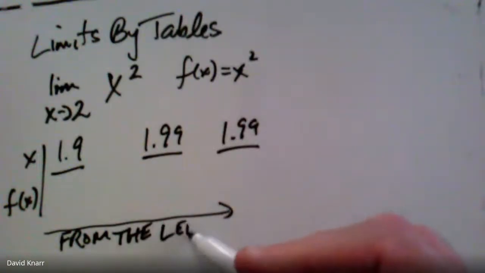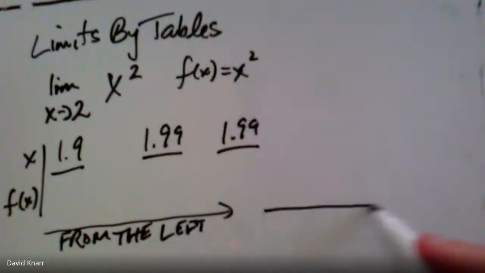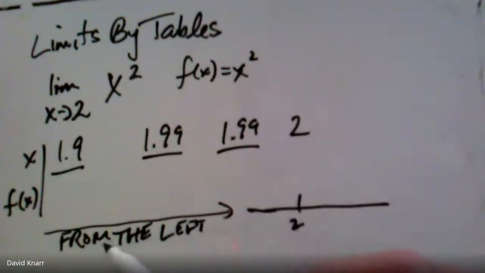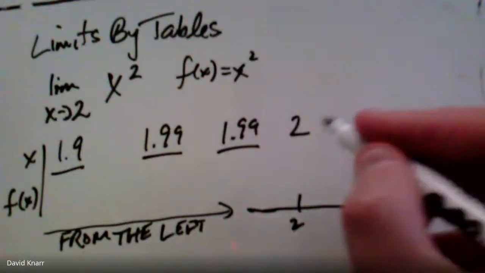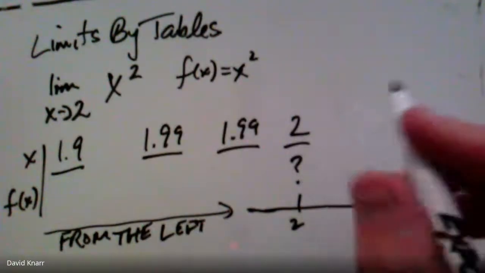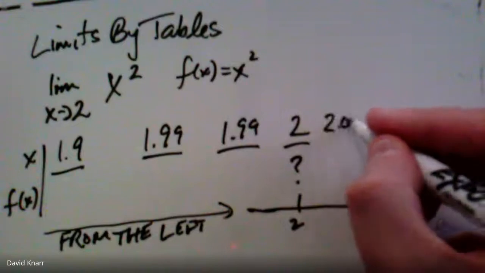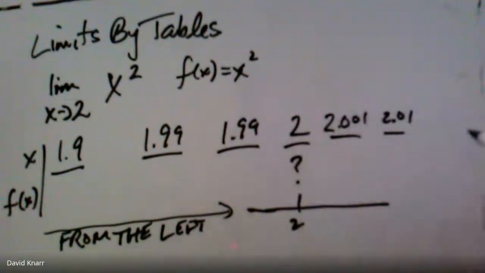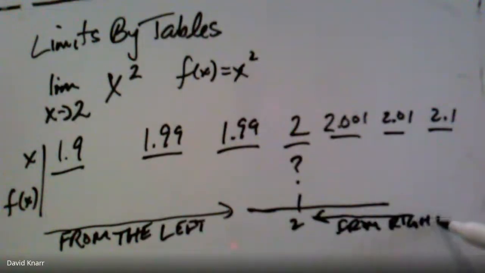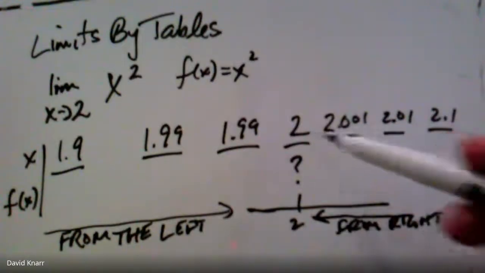And again, from the left, algebraically, here's 2 on your number line. So from the left means getting closer to 2, smaller than 2, and getting closer to it. So this is the value we don't know. We know what f of x is, but we don't know what the limit is. So we'll just put a question mark there. From the right, we'll use numbers like 2.001, 2.01, and 2.1. Okay, this is from the right. Just bigger than 2, working your way back toward 2.